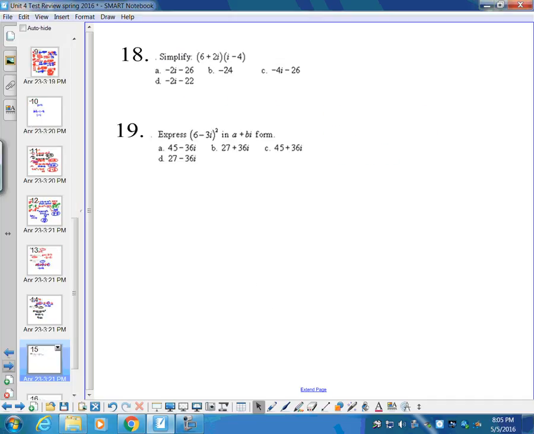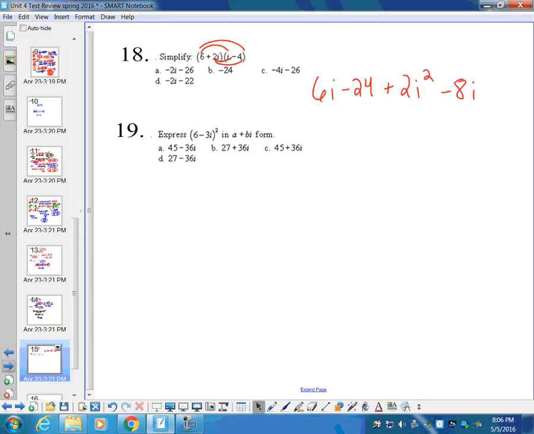18. Again, distribute the 6, distribute the 2i. 6 times i is 6i. 6 times negative 4 is negative 24. 2i times i is 2i squared. 2i times negative 4 is negative 8i.